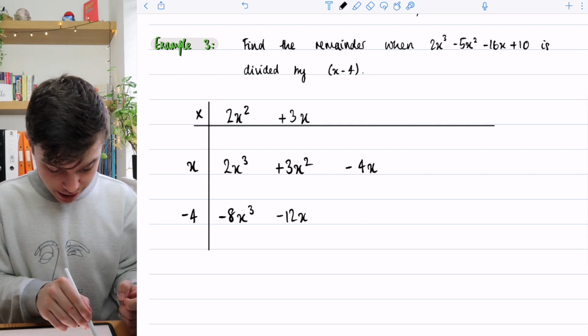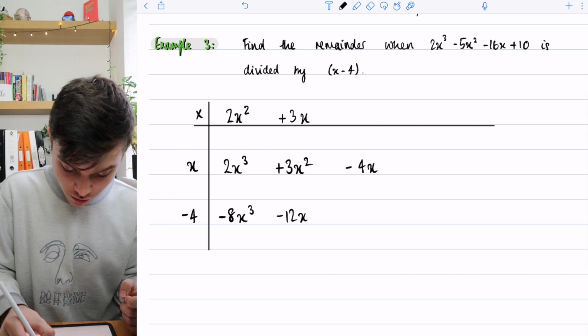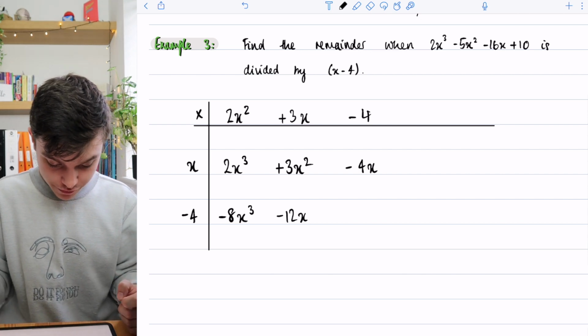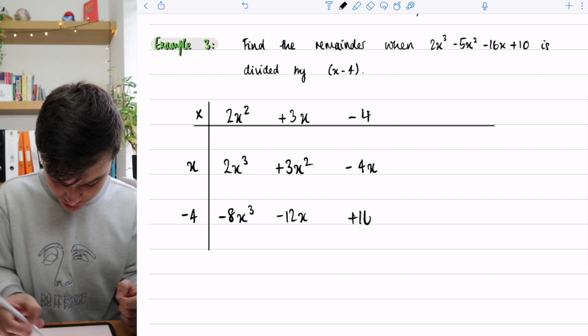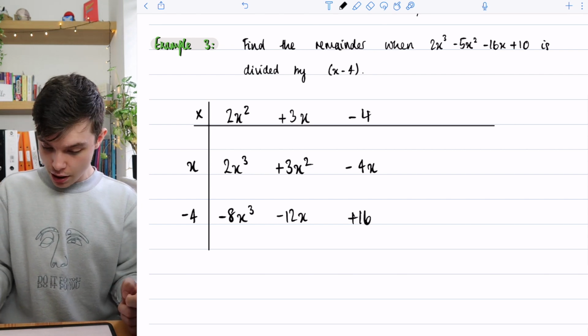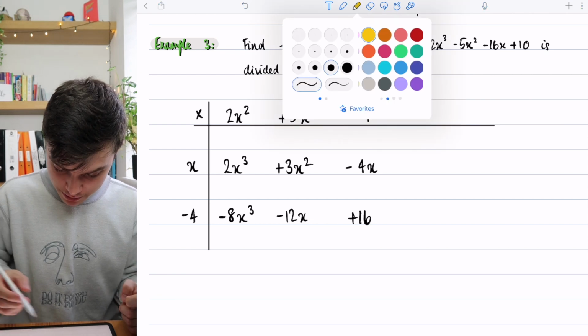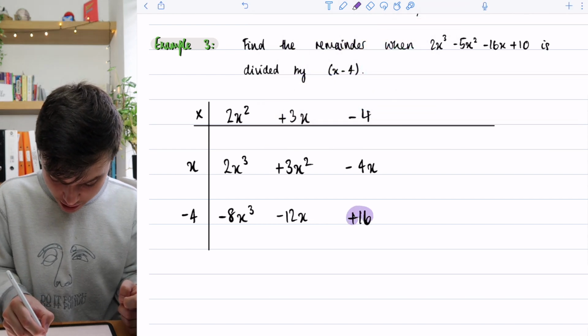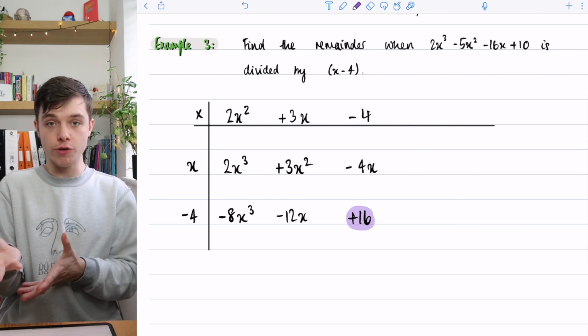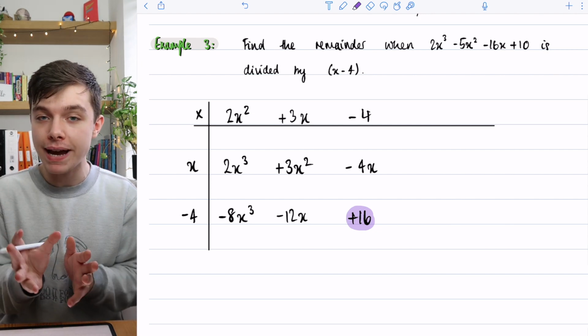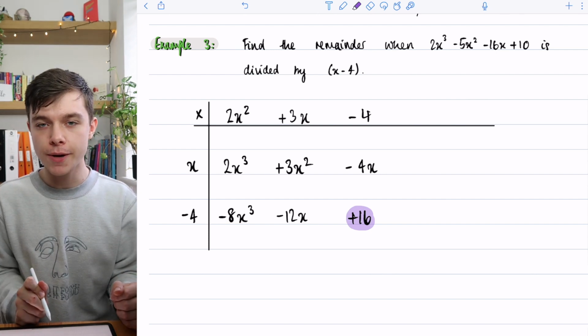What do I need to multiply x by to give me minus 4x? It's going to have to be minus 4. And then do the multiplication, that's going to give me a positive 16. Right, let's get purple back out again because that's what we used for the constants. This is now my constant term. I can't do any more under the grid apart from the remainder. That is my constant term.